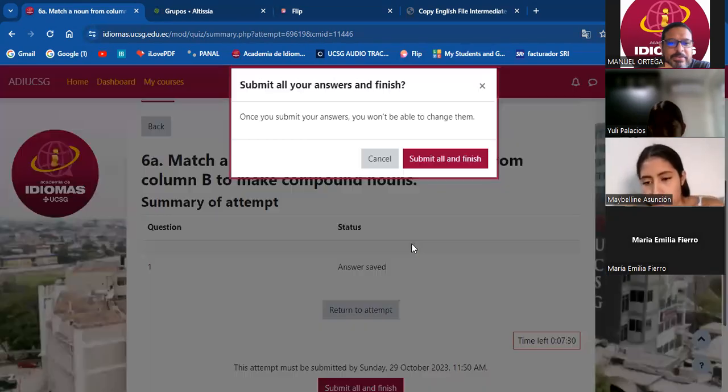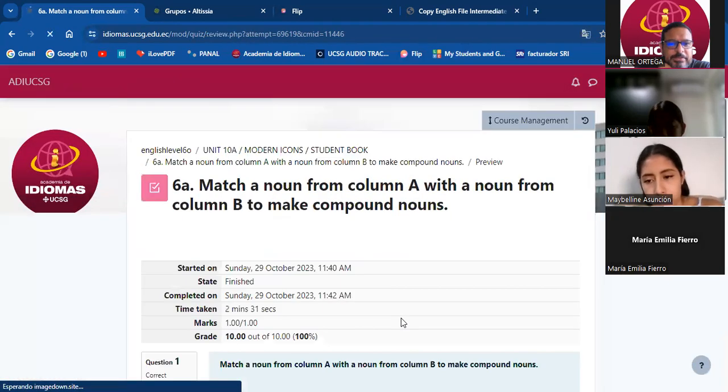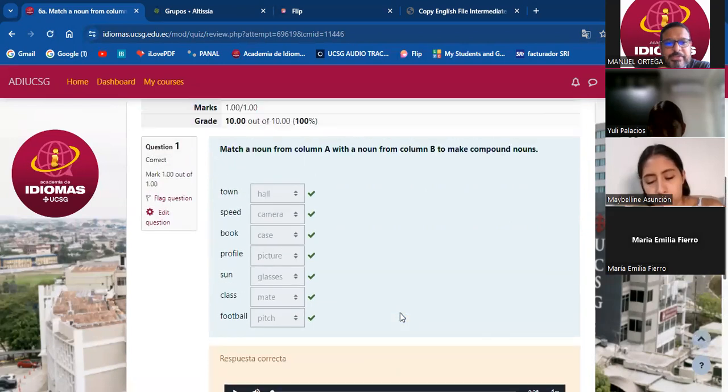Let me check what we got, if we have to make any corrections, and there you have it. Match a noun from column A, and you are going to form. You have town and hall, but when you have town hall, el municipio. Town hall. Speed and camera, each one has different meanings, but when you have them together, it's equivalent for us to radares, fotorradares, the speed camera.